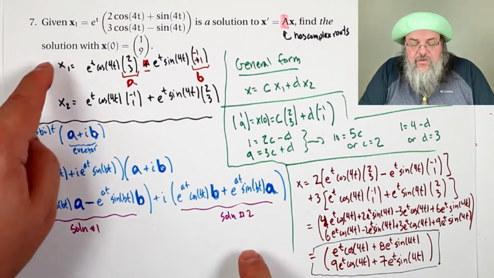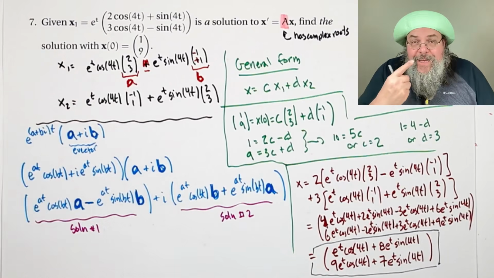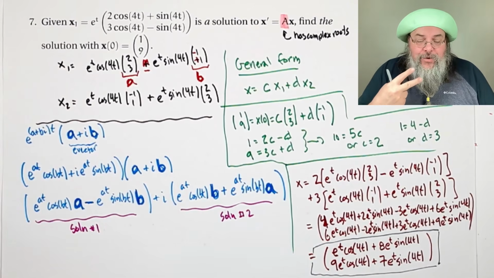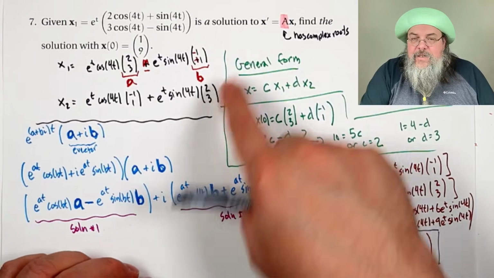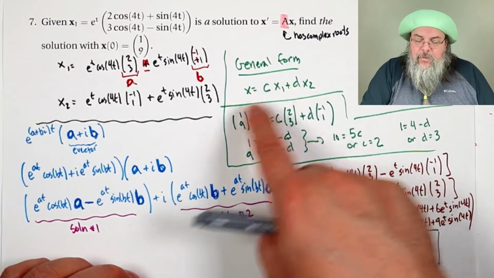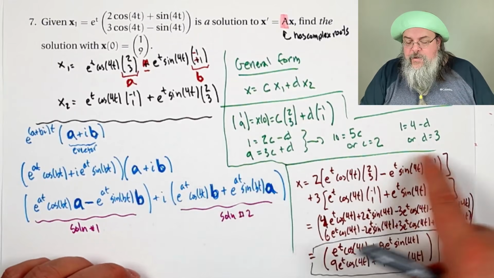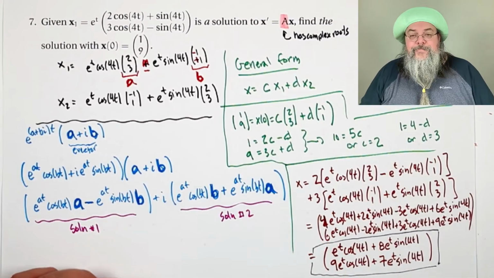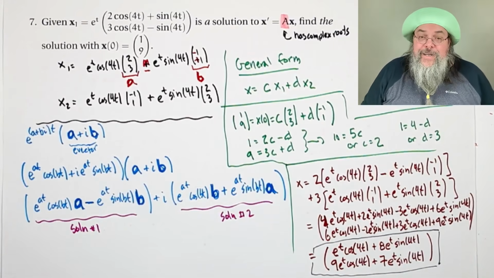So that's how we can extract a second solution. Even though they only gave us one, we could use that to make 2. And then once we had that, we then just do our typical, take our general form, solve for the coefficients, and work it out.